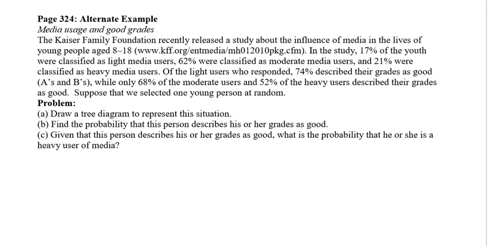Okay, we want to draw a tree diagram to represent this situation. First of all, we have to recognize 17% of the youth, and then 62% of the youth, and 21% of the youth. And then it says, of the light users who responded, 74% described their grades as good. That is a conditional probability, because we know they were light media users. Now that helps us because we need to make a tree diagram, because there are two things we have: whether their grades are good or bad, and light, moderate, or heavy media users.